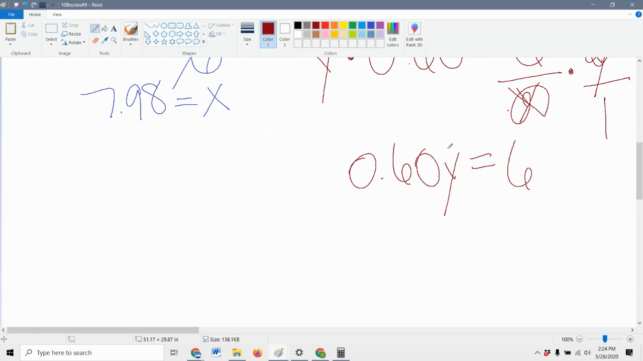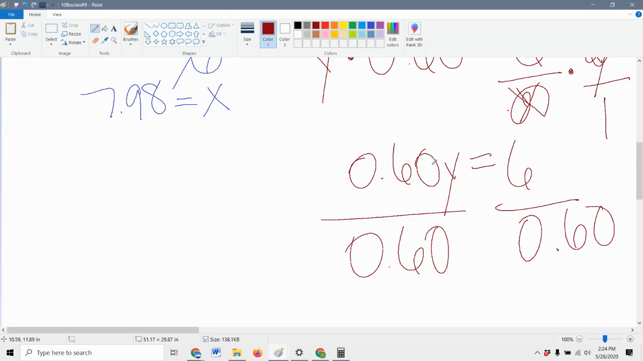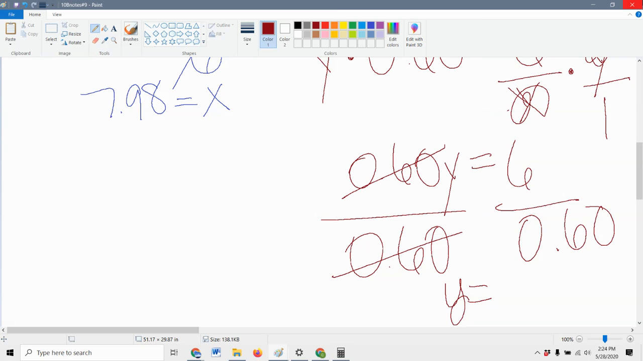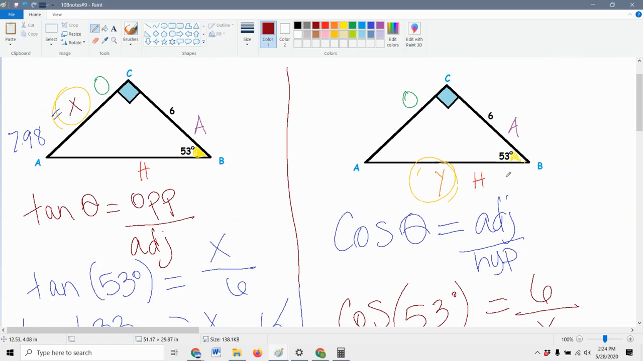Now we want to get y by itself. It's being multiplied by 0.60, so we'll do the opposite operation. Instead of multiply, we'll divide, and always to both sides. Up 0.60 cancels down 0.60. They'll divide out to 1. And we'll have y equals 6 divided by 0.60. And that will give us 10. The y variable is our hypotenuse, and that means our hypotenuse is 10 long. Y is equal to 10.